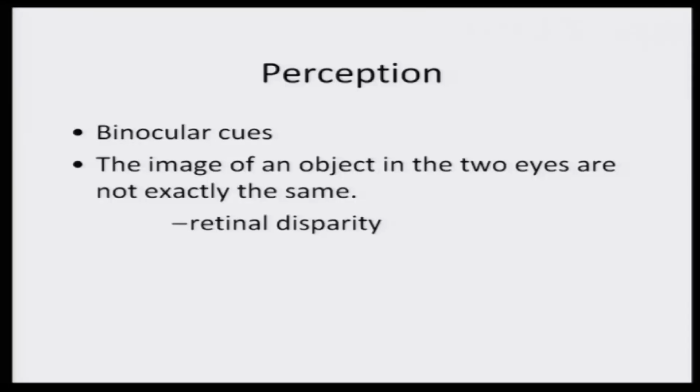Having discussed monocular cues, let us now look at the binocular cues. Now, binocular cues basically is the situation where cues come from both the eyes. So, the images of an object that fall on both the eyes, the left and the right eyes, are not the same.